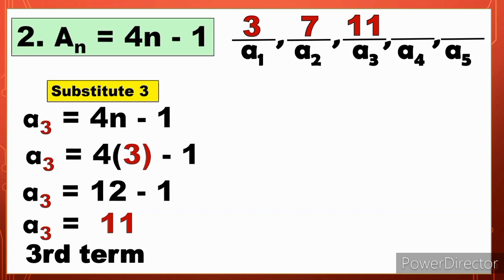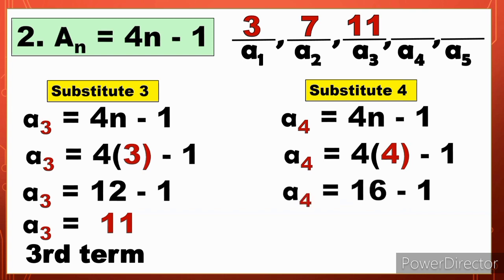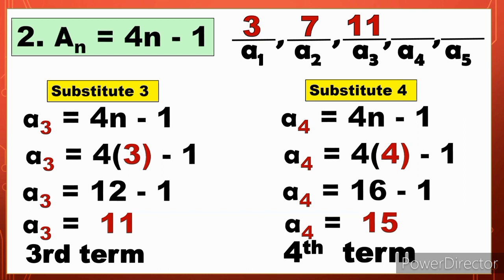And to find the fourth term, a sub 4, we substitute 4. So now we have a sub 4 equals 4n minus 1. And then it becomes a sub 4 equals 4 times 4 minus 1. Then simplify, 4 times 4 is 16. Then 16 minus 1 is 15. So a sub 4 equals 15. And that is our fourth term.